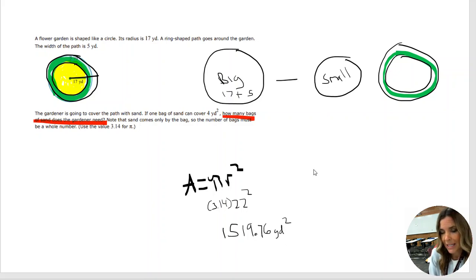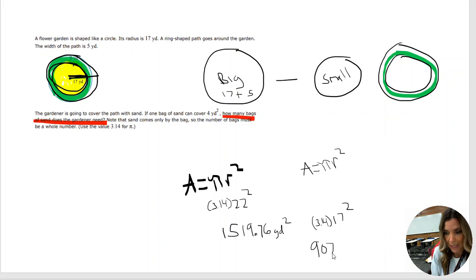Now we need to find the area of the smaller circle. So we're going to take our formula: area is equal to pi times radius squared. This time we're only using the 17 because we're finding the area of the smaller circle, so we can subtract that out. So we're going to have 17 squared times pi. 17 squared is 17 times 17, times 3.14, and that gives us 907.46.